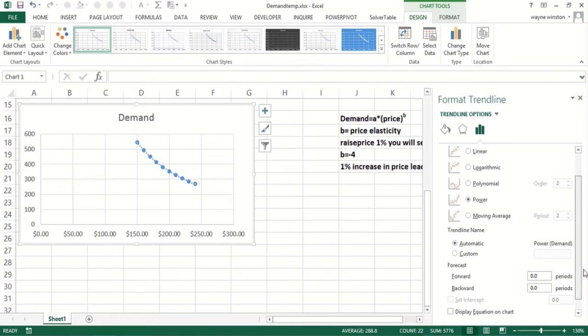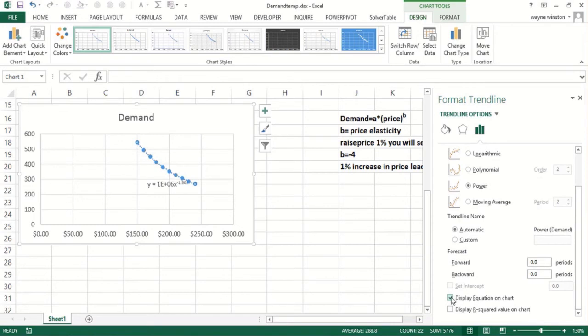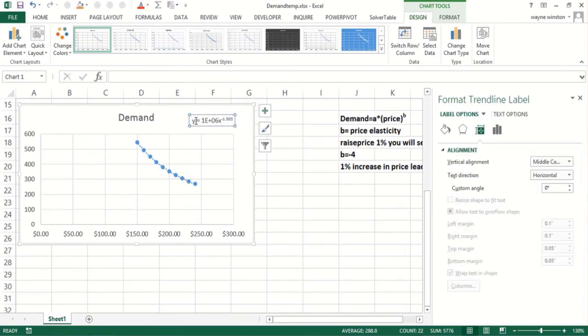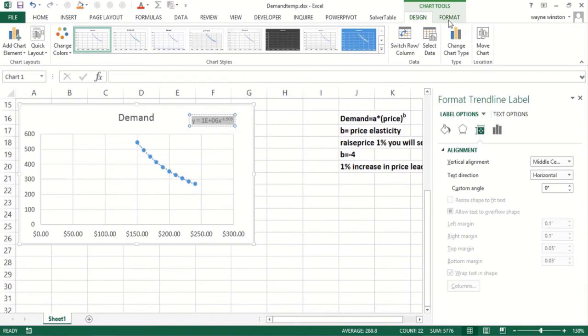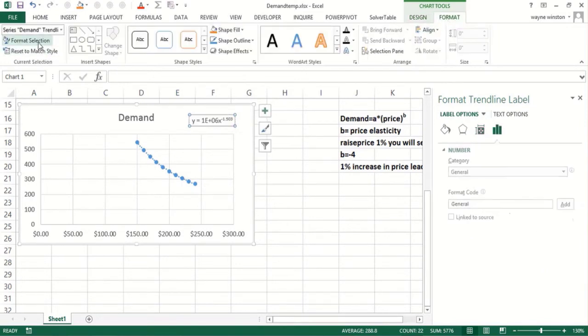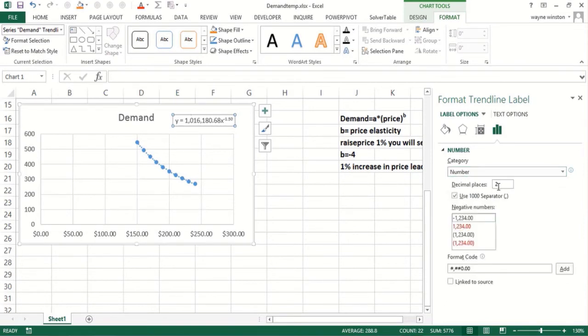Log of Y versus log of X would be the R squared value on those two things, and we don't care about that really. So I would display the equation here. Now I probably want to add more decimal points, since it says 1 million. So if I can format the text, format selection, number. Okay, that's looking good. 2 decimal points, that should be okay. Let's say 3 decimal points.